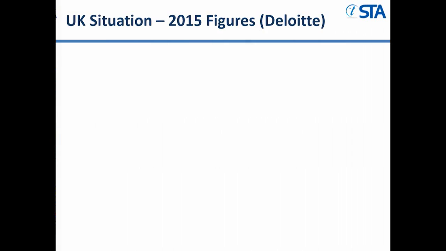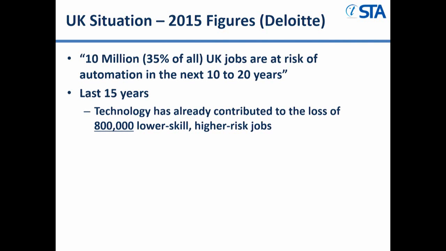So let's look at the UK situation, because I'm most familiar with the UK situation, and use it as an example, because I believe the UK level of economy is similar to Korea's level of economy. I would hope our education systems and technology are relatively similar too. Now, these figures come from last year, and you can see they come from Deloitte, a large consultancy firm. And what they said was that 10 million UK jobs, that's over a third of all UK jobs, are at risk of automation in the next 10 to 20 years.